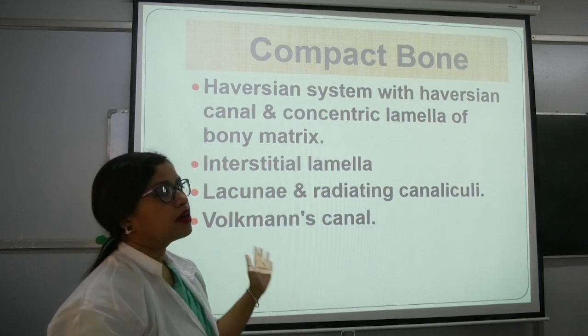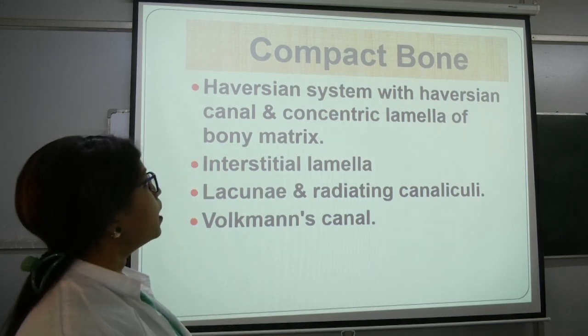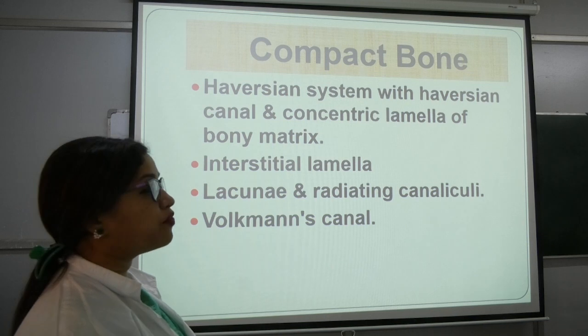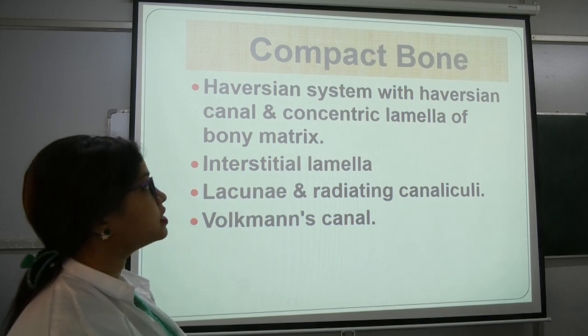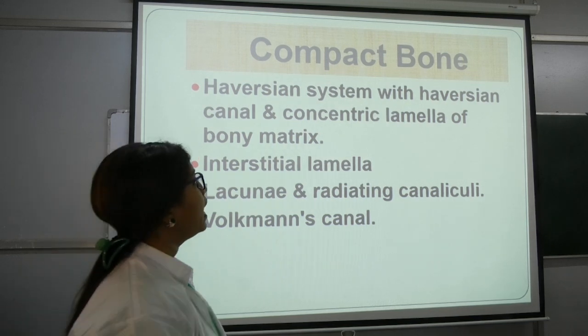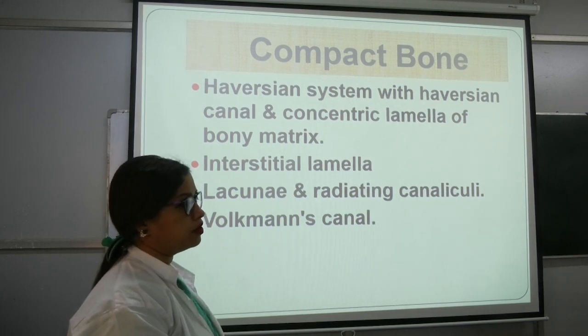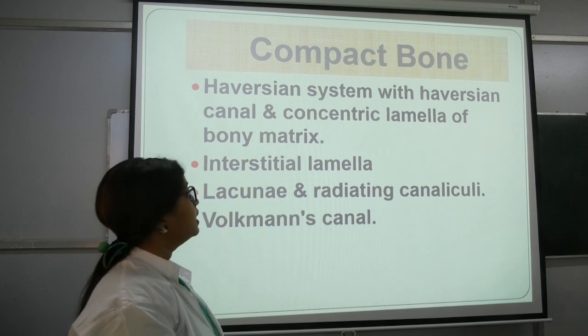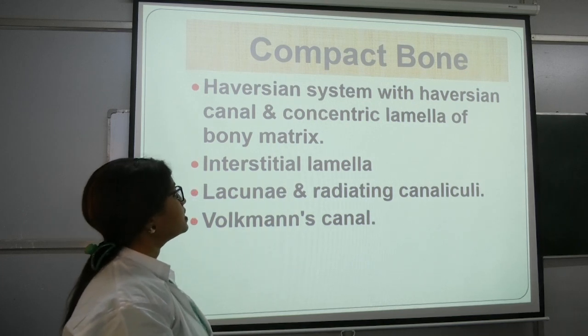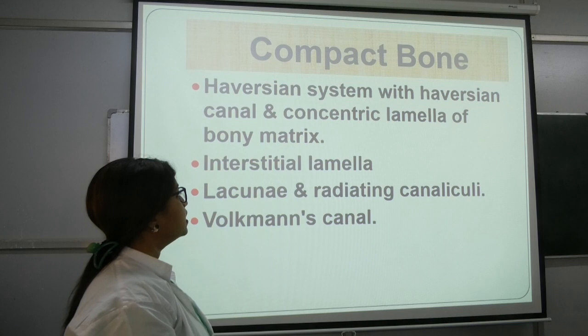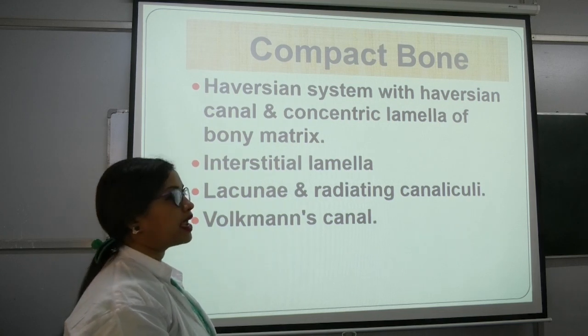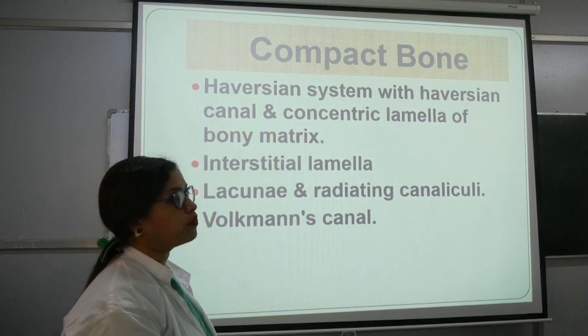So these are the characteristic features. Number one, Haversian system. Definitely you have to mention the Haversian system with Haversian canal and concentric laminae of bony matrix. Then second is interstitial lamina. Third is lacunae and radiating canaliculi, and the fourth is Volkmann's canal.